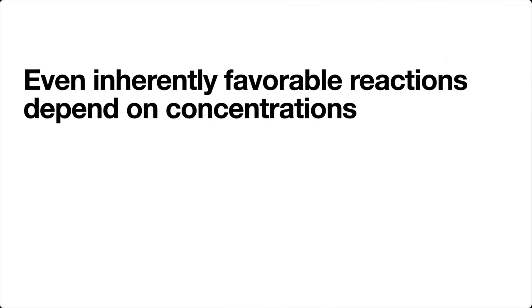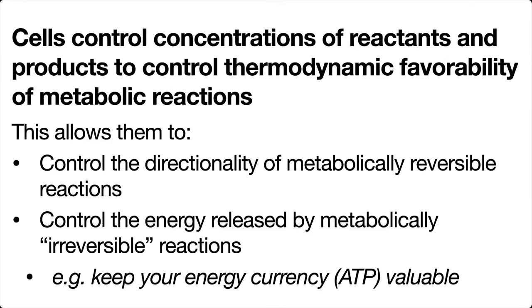As I mentioned, even inherently favorable reactions are going to depend on the concentrations. At an extreme, you can think about ATP hydrolysis, which we said was thermodynamically favorable in the forward direction. If we had no reactants, well, we could only go from products to reactants. So it would be favorable in the reverse direction. And if we had no products, we would only be able to go in the forward direction. And going in that forward direction would make it so that we get even more energy released than if we had started at a less extreme concentration skew.